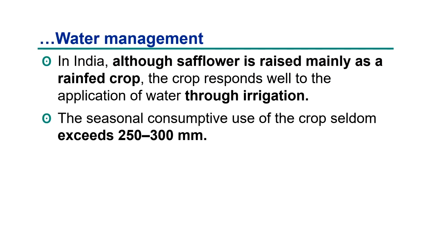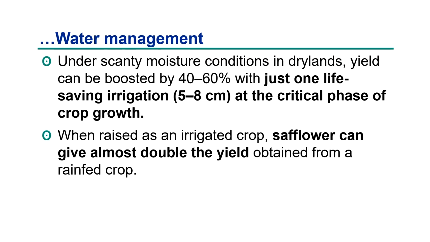In India, although safflower is raised mainly as a rain-fed crop, the crop responds well to application of water through irrigation. The seasonal consumptive use of the crop seldom exceeds 250 to 300 millimeter. So consumptive use mainly includes your evaporation losses of the water plus transpiration losses of water plus water used in metabolic activity, which is generally very less, maybe 1% of the total consumptive use of water.